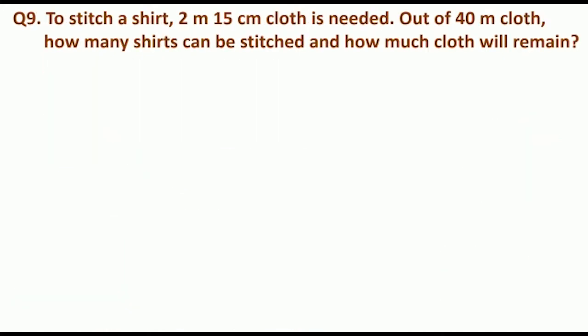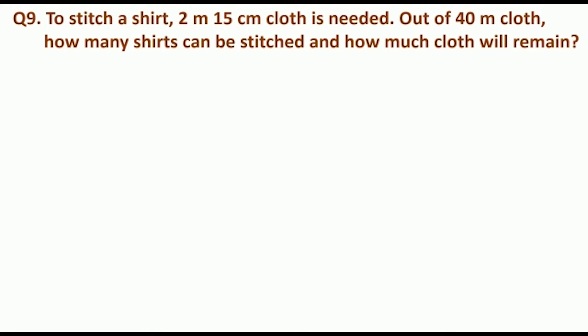Okay. The next question, question number 9 is, to stitch a shirt 2 meter 15 centimeter cloth is needed. Out of 40 meter cloth, how many shirts can be stitched and how much cloth will remain? Okay, so here we are having 40 meter of cloth and one shirt needs 2 meter 15 centimeter of cloth. Okay, so how many shirts can be stitched out of 40 meter of cloth? Okay, and how much cloth will remain? That we need to find.